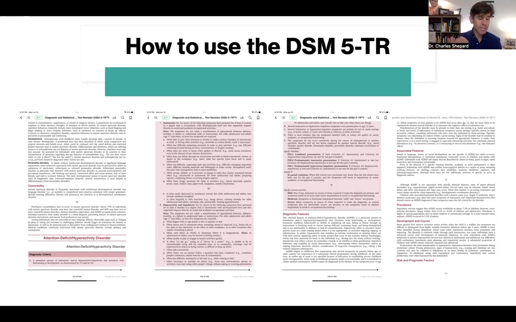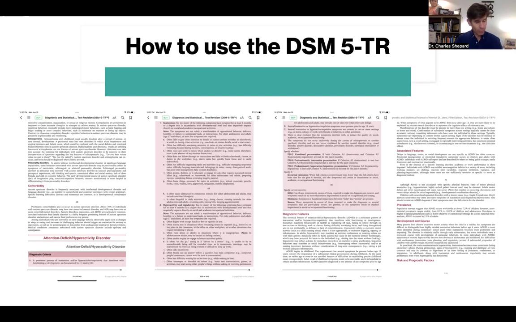So subcriterion 1 is inattention. So there must be 6 or more of these lowercase alphabetical criteria. And then for criterion 2, there must be 6 or more of the following symptoms that persisted for at least 6 months to a degree that is inconsistent with developmental level, and that negatively impacts directly on social and academic occupational activities. So that gets at, again, there must be some type of impairment to what is considered to be developmentally appropriate functioning, and there must be an adequate duration. It is not necessarily disordered if the symptoms resolve within 6 months.